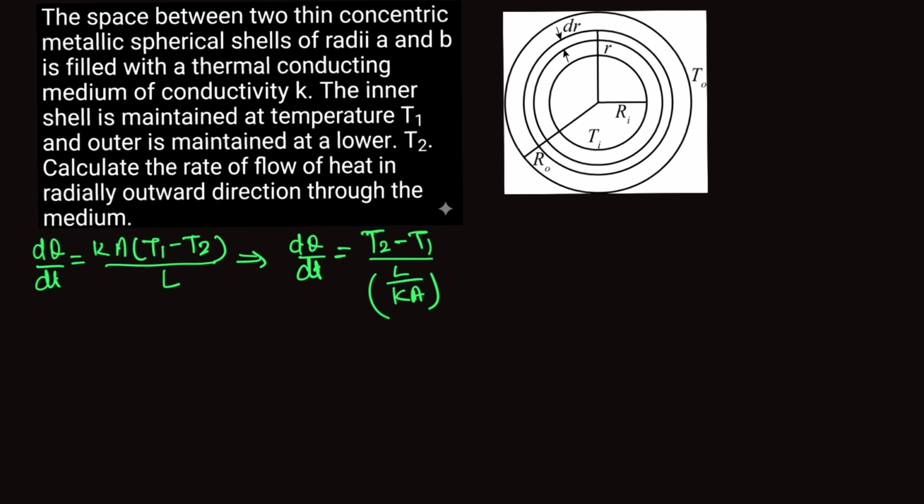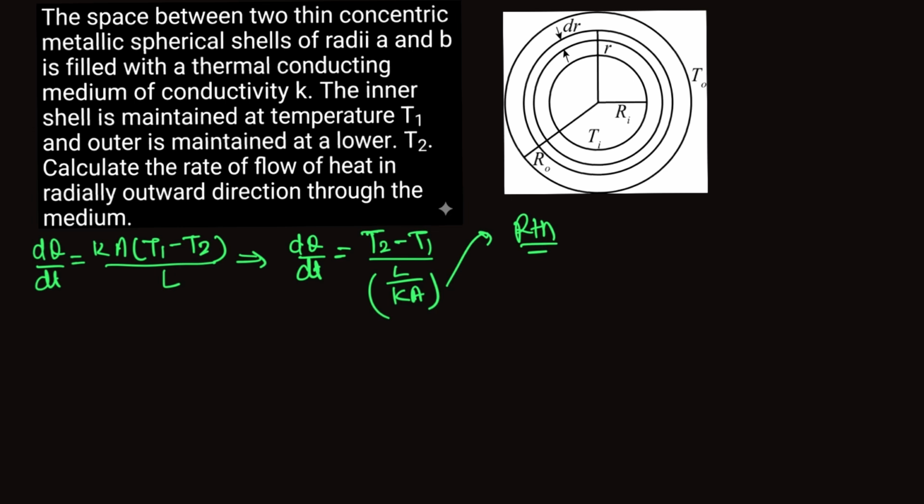Now L by K is thermal resistance. L by K is called thermal resistance. We already explained this one. And in thermal resistance, how to calculate? Length divided by K times area. So first let's calculate the thermal resistance of this diagram.